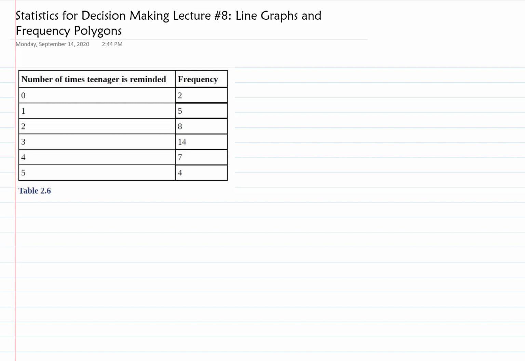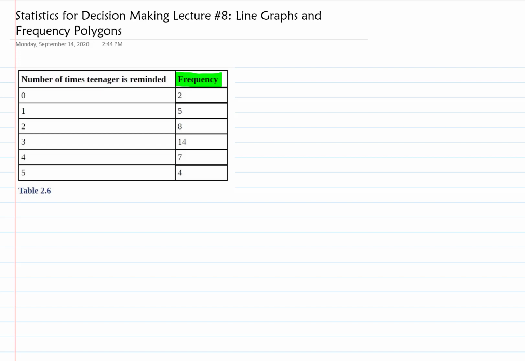Here we have a table that shows, from 40 people surveyed, how many times did they have to remind their teenager to do their chores? Okay, and it's a frequency table. Do you see that? So, 2 people said they never had to remind their child. 5 people said they had to remind them once. 8 people had to remind them twice, and so on.